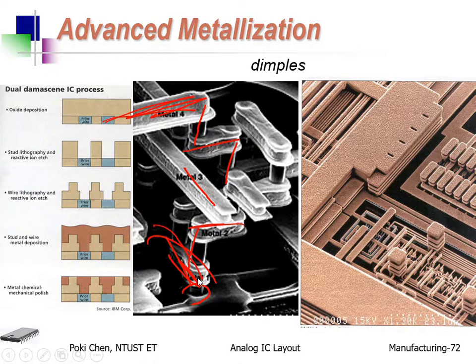Below metal 1, it is called contact. Above metal 1, we call it via. But in theory, they are made of the same material right now, copper. Okay? Yeah.